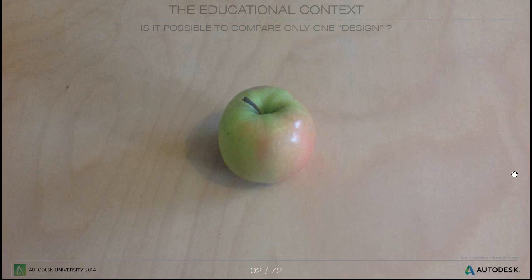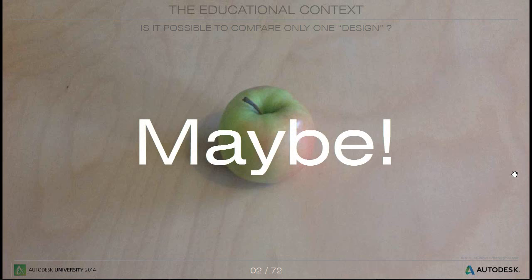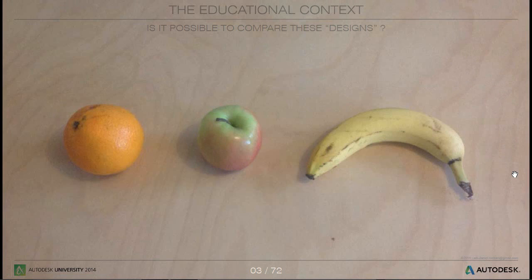So is it possible to analyze one design? Maybe, but where the tools have the biggest strength in this early stage of design, that is when you have different designs. So the second question for this could be, is it possible to compare different types of design? In this case, some fruits.